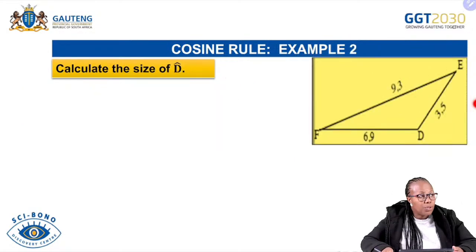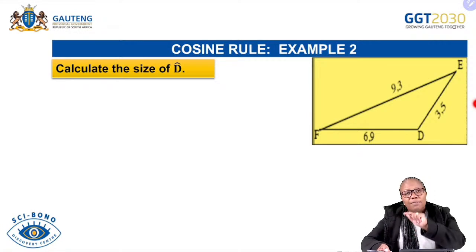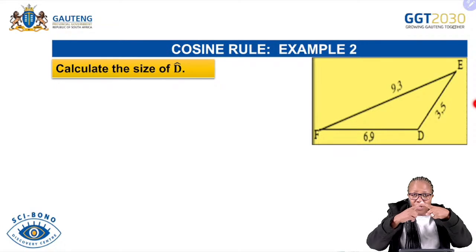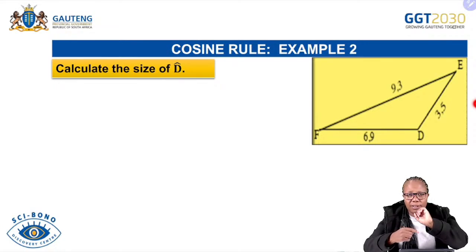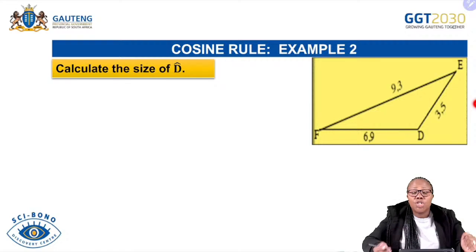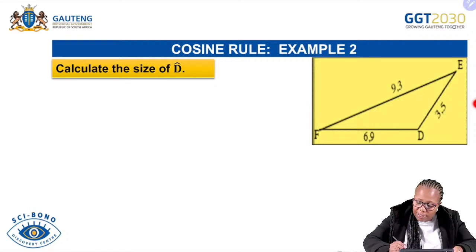Cosine rule example 2. Calculate the size of angle D. Always check what is given to me. Okay, in this case, we are given all the sides. All 3 sides are given. Oh, that means it's the cosine rule. Remember, cosine rule works with what? 2 sides and an included angle, and 3 sides given to us. If we are given all 3 sides, that means they are expecting you to calculate what? Angles. Okay, so in this case, we need to calculate the size of angle D.